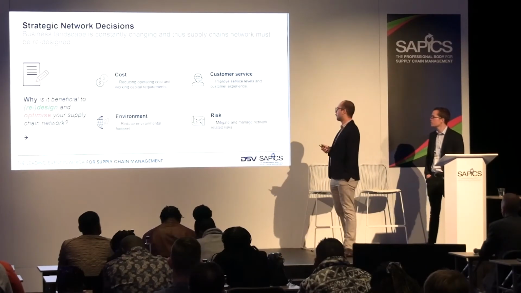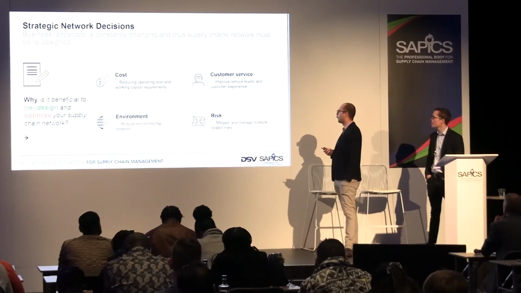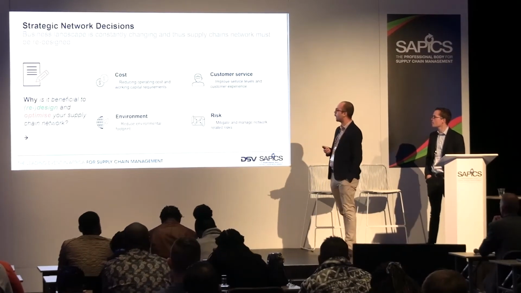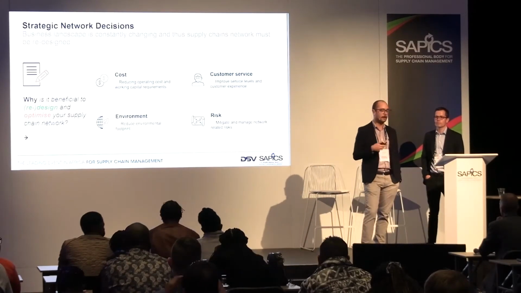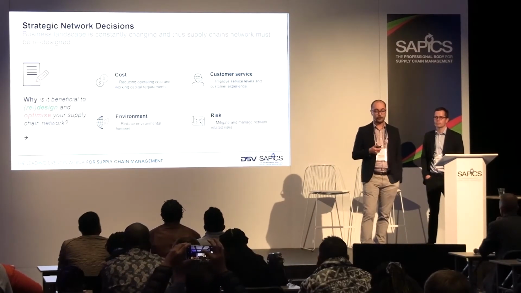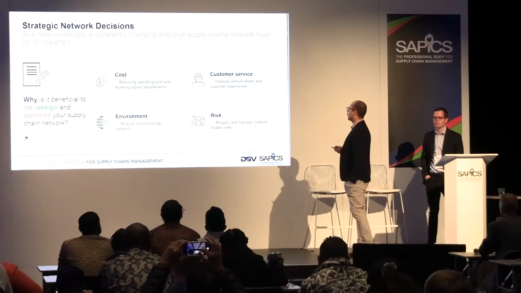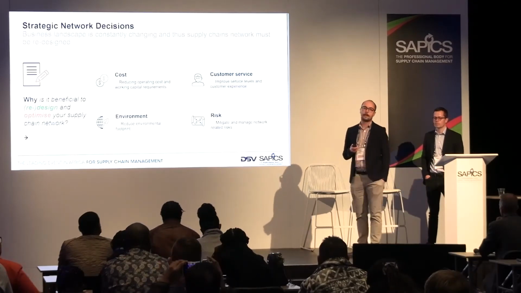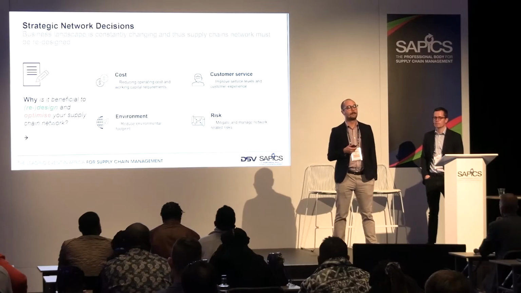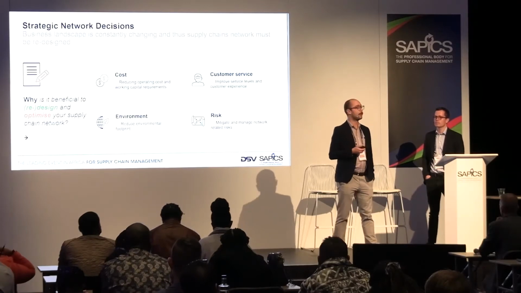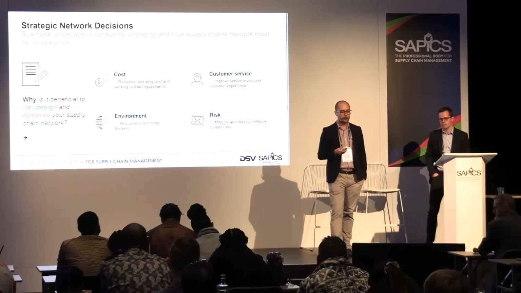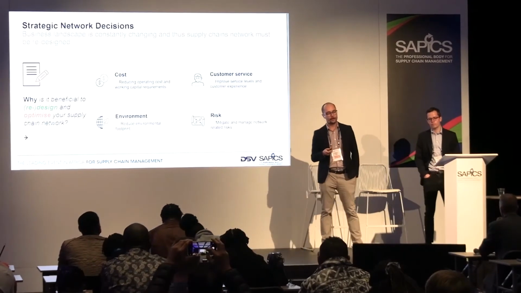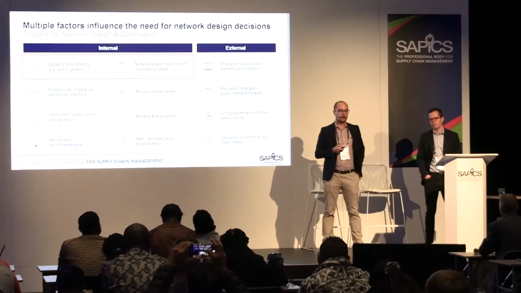And then the last one, risk. And I think as South Africans, we understand the risk aspect very well. I only need to mention the riots in Durban last year, the floods this year, to understand that risk and mitigating risk and managing risk in your network is a key part of designing an optimal supply chain network. Okay. So those are the sort of strategic network decisions, the drivers of those decisions.